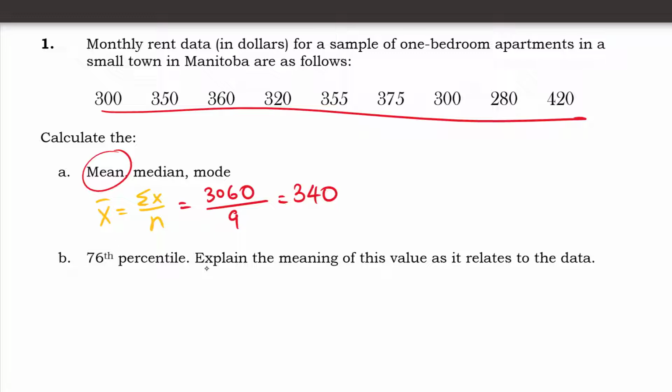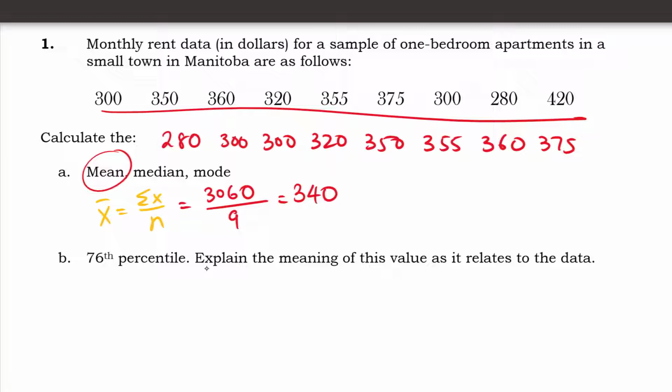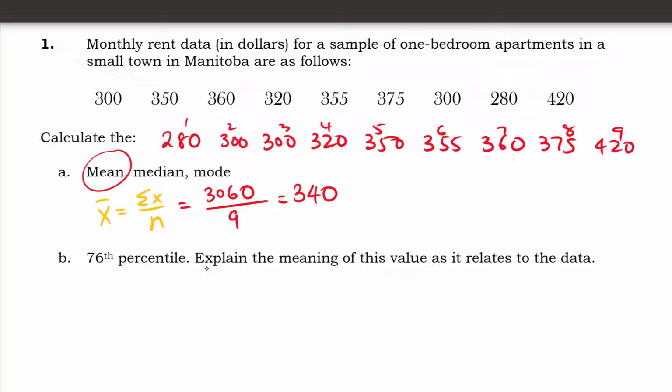For the median, we first need to sort the values from smallest to largest. So we go here from 280, 300, 375, and then 420. And if we number this, we have 1, 2, 3, 4, 5, 6, 7, 8, and 9. Since there are 9 observations, the middle value is 350. So the median is 350.